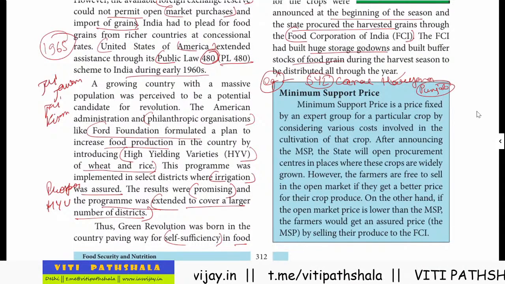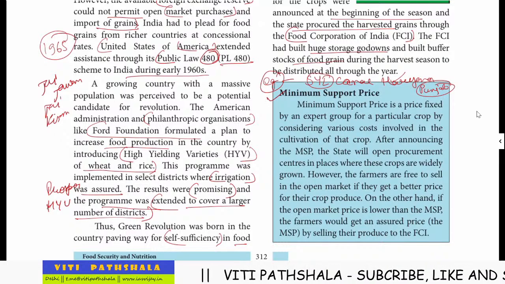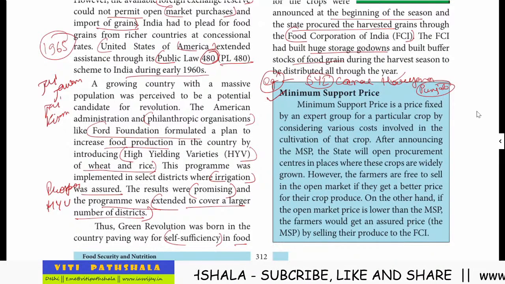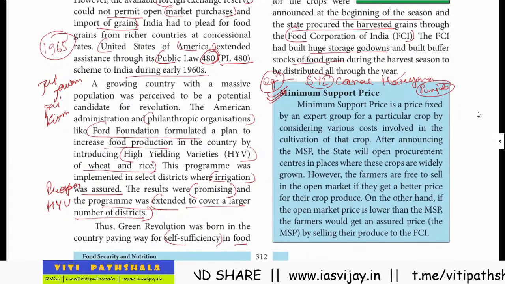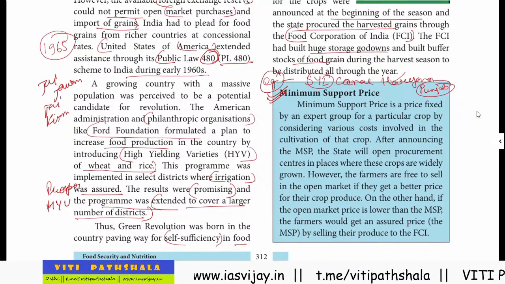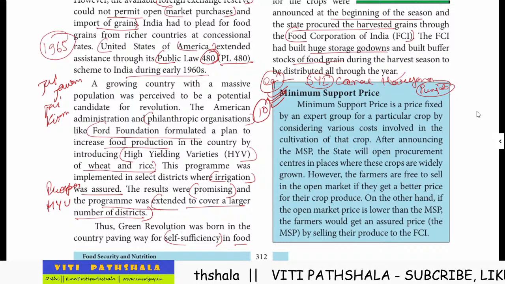Now, minimum support price, what is it? This is important because every year you will find that the MSP has been announced. Recently the MSP of the sugar cane has been raised. Sugar cane का MSP 10 रुपये बढ़ा दिया गया है. So it has been increased by 10 rupees.